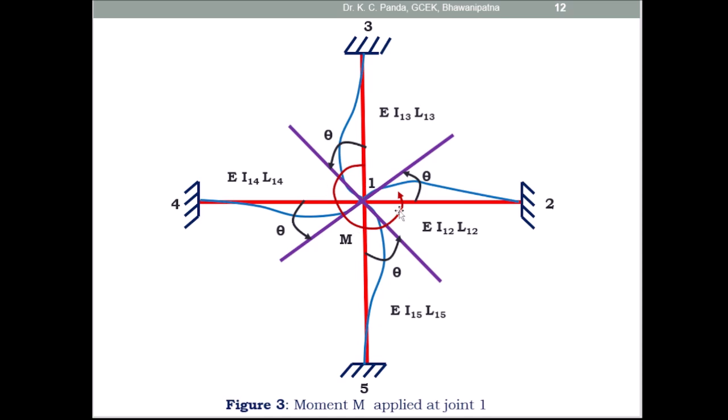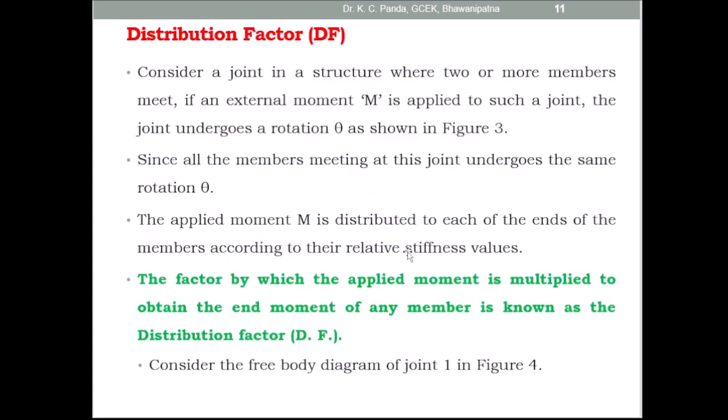So at joint 1 the moment applied is M. Due to this moment all the members rotate the same amount, that is theta. Since all the members meeting at this joint undergo the same rotation theta, the applied moment M is distributed to each of the ends of the members according to their relative stiffness values. The factor by which the applied moment is multiplied to obtain the end moment of any member is known as the distribution factor. This is denoted by dF, distribution factor.